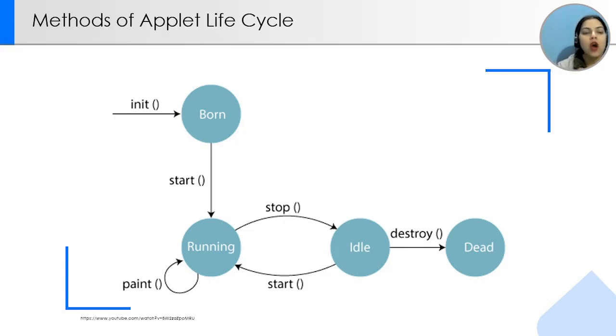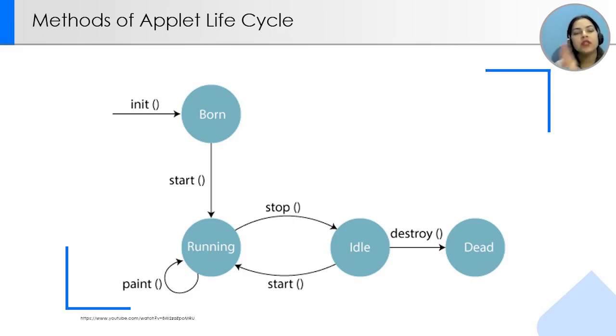Now next is running. Now the applet is ready to run. It has been initialized, and now it wants to show its capabilities. We want to connect that particular applet with the HTML page, so that, as we are talking about dynamic content, we will be able to get that dynamic content. So now the next phase will be the running phase. So born means that the applet is ready to use.